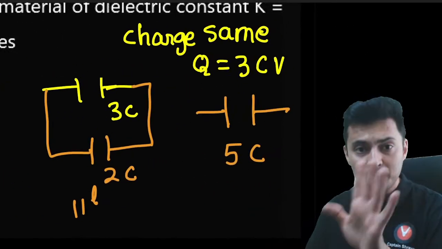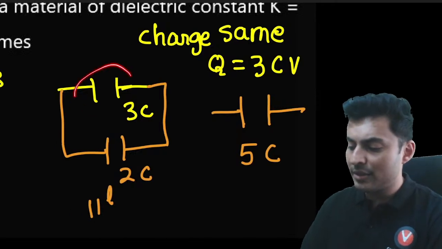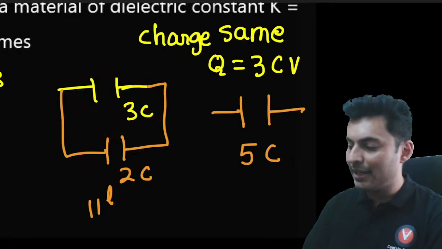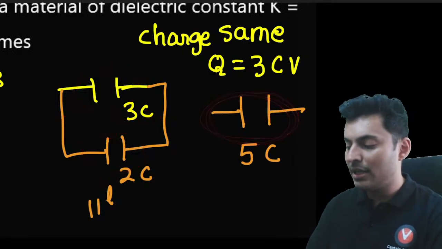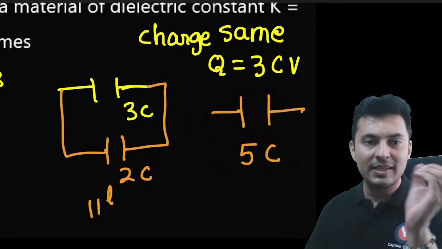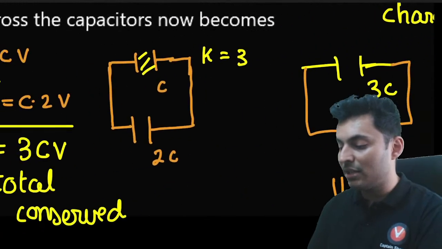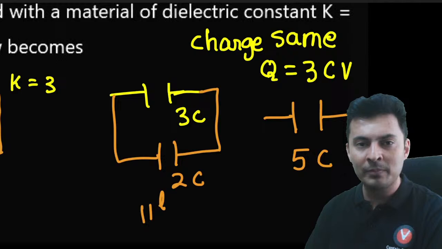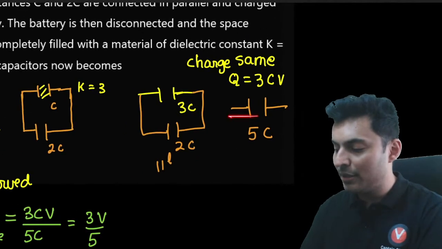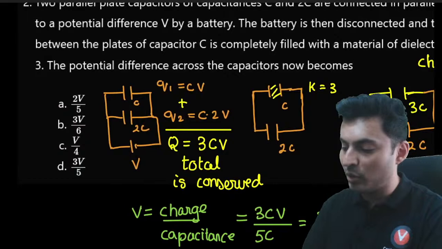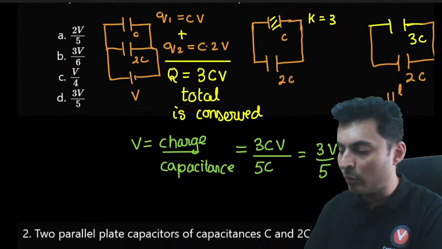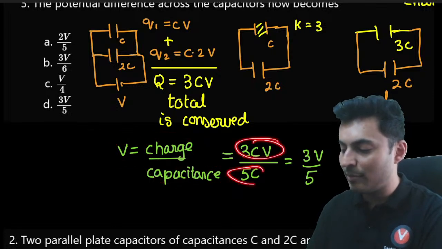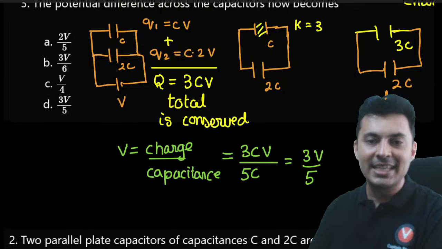Now, the next thing is, understand that these two capacitors are side by side. Their voltages are same. So that's why I can connect them in parallel. They are actually in parallel. So the equivalent capacitance will be 5C. 3C plus 2C is 5C. Remember the charge which I had calculated? 3CV. That charge cannot go anywhere. It is still going to be the same. Now, to find the new voltage, because that is what is asked, find the potential difference across the capacitance. Because Q is CV, voltage is charge by capacitance. Charge and capacitance are known. Substitute, you will get the answer.